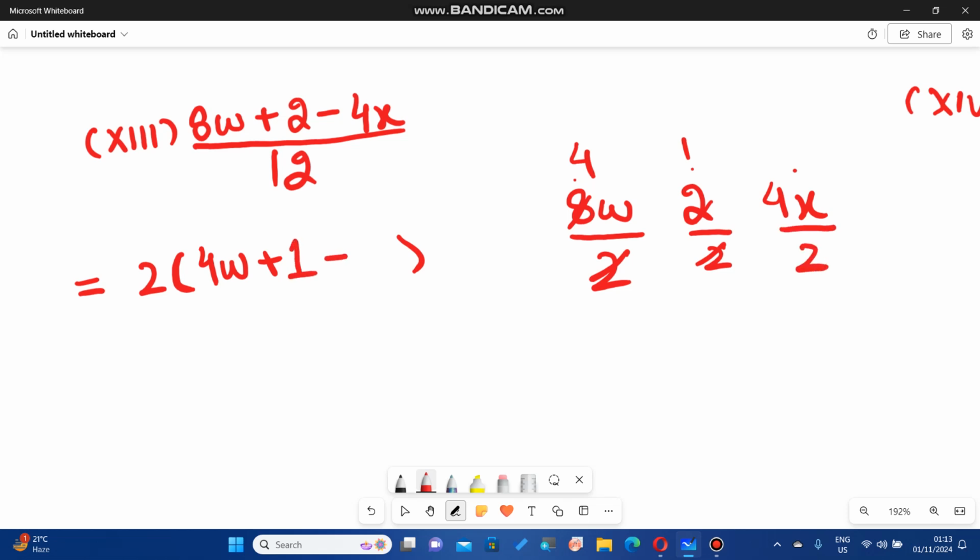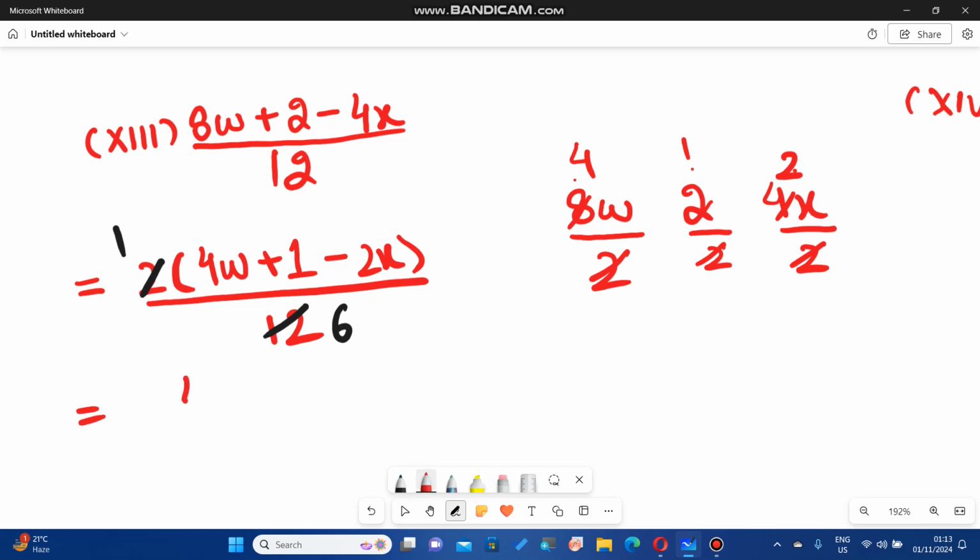Then we took 2 common out of 4x. 2 times 2 equals 4, so we are left with 2x, divided by 12. This 2 is being multiplied with this whole term. Now we can cancel it out. 2 times 1 equals 2, 2 times 6 equals 12. Okay. What is in the numerator? 4w plus 1 minus 2x. What are we left with in the denominator? We are left with 6.